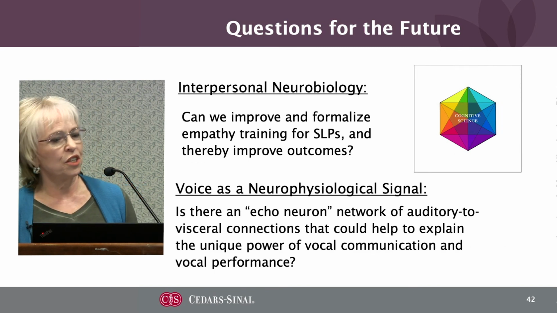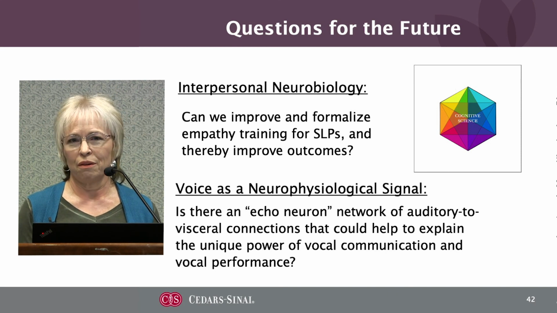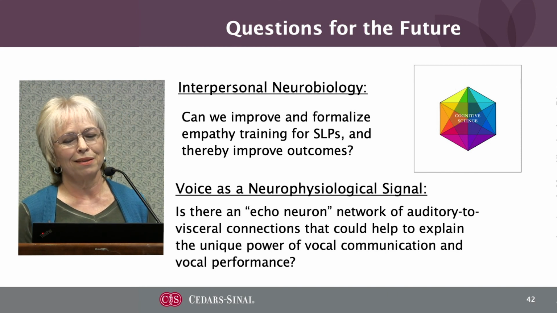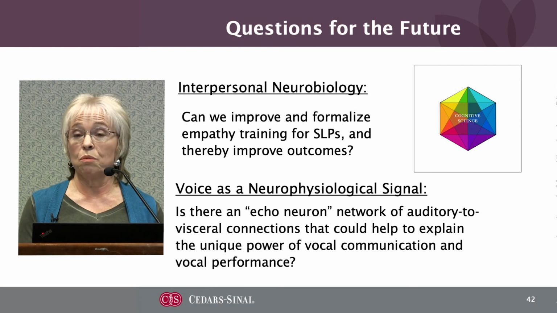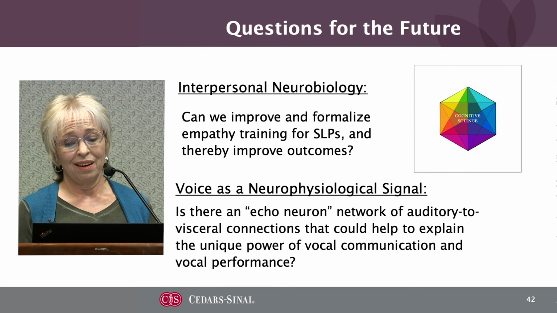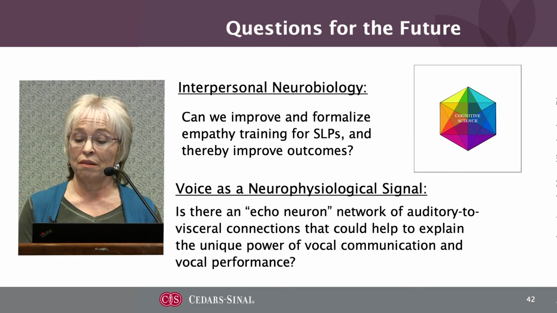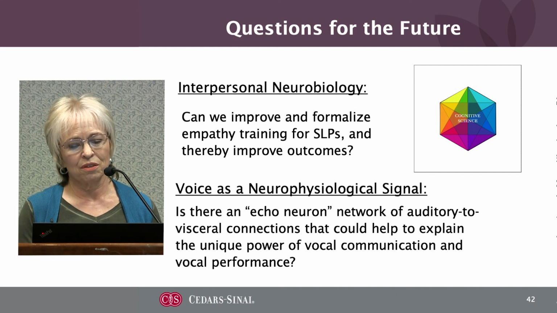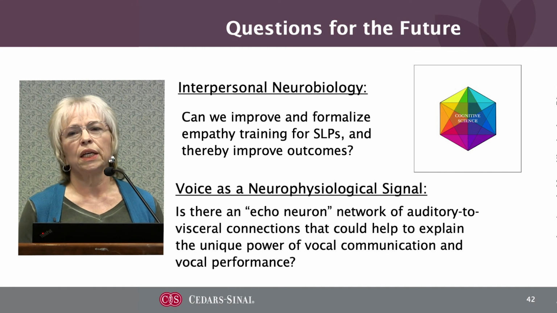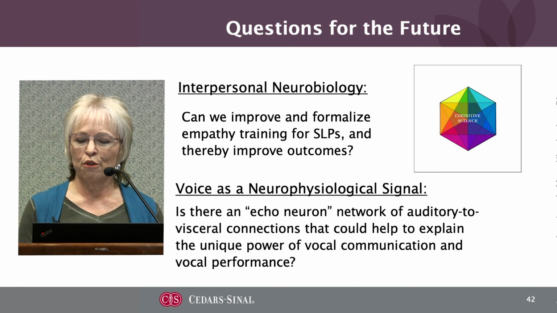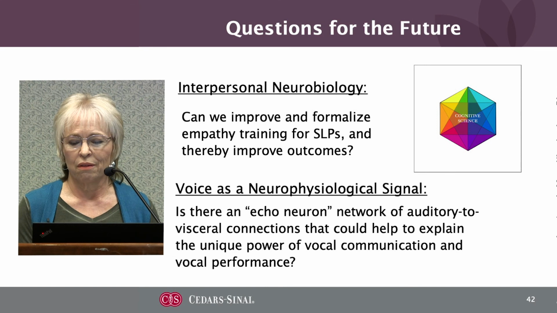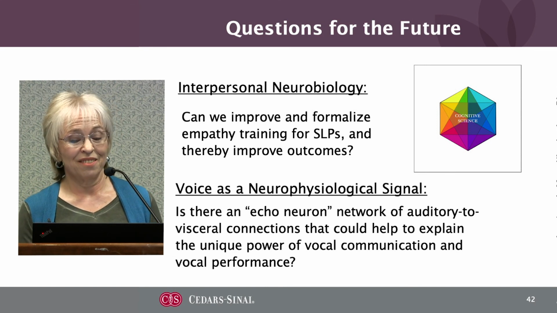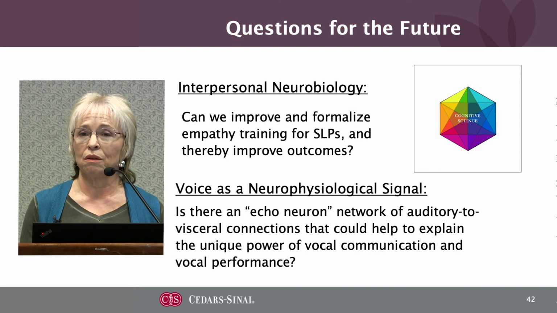From interpersonal neurobiology, can we improve and formalize empathy training for speech pathologists in order to improve outcomes? And might this be especially important in the field of voice? Do clinician variables, including practice of mind-body activities outside the therapy room, enhance our embodied empathy and help the client feel grounded and safe enough to alter their internal subjective reality? And finally, is voice in itself a neurophysiological signal? Is there a functional relationship between the autonomic vagus and its somatic laryngeal branch? And might there be an echo neuron network of auditory to visceral connections that helps to explain the unique power of vocal communication and vocal performance?